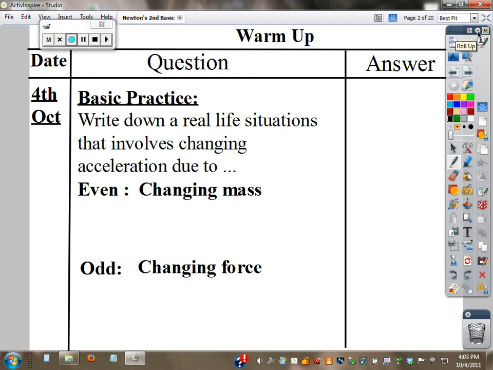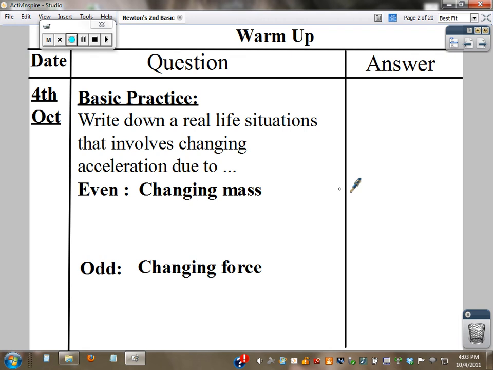If you have a tough time thinking of one, think about a car example, which is pretty good. So I'm going to give you some answers. For a car, let's say we have two cars, and this one is full of people, and this one only has one person. Well, guess what? This one's going to accelerate slower, and this one's going to accelerate faster, because more mass equals less acceleration, less mass equals more acceleration.